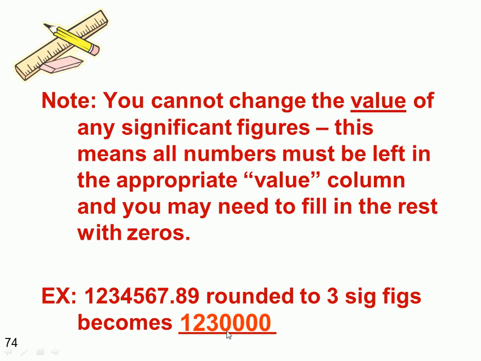It might help for you to say the number out loud, like I said this was 1,234,567.89, and then when you say out loud your rounded number, make sure it has the same place value, the same meaning: 1,230,000.